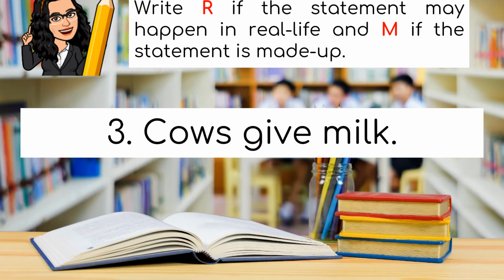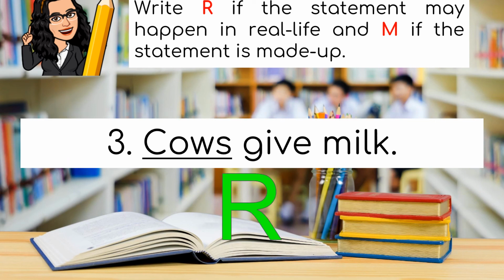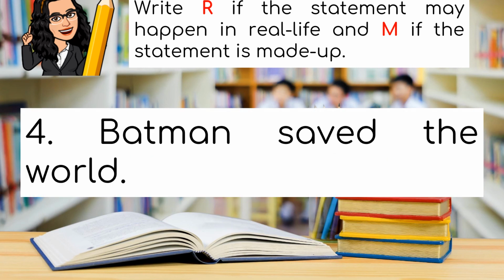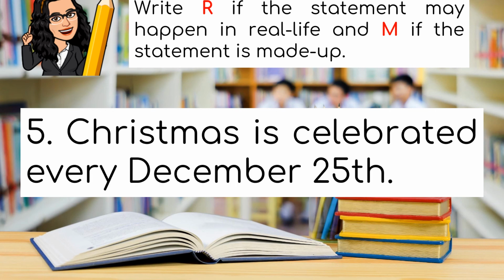Number 3. Cows give milk. Is it R or M? The correct answer is R. Number 4. Batman saved the world. Is it R or M? The correct answer is M. Number 5. Christmas is celebrated every December 25th. Is it R or M? The correct answer is R.